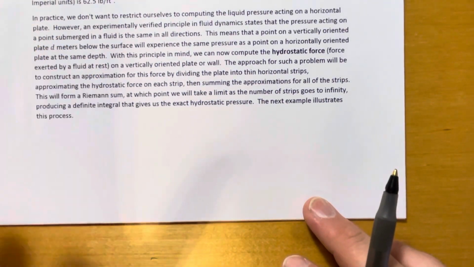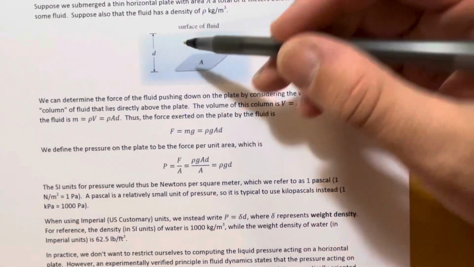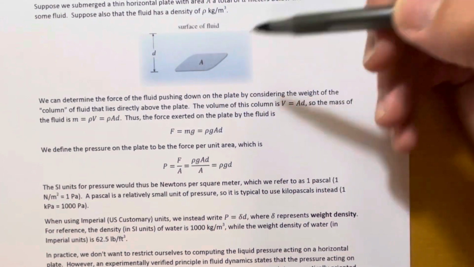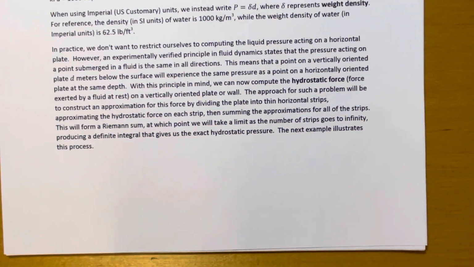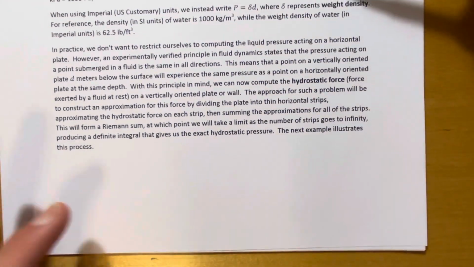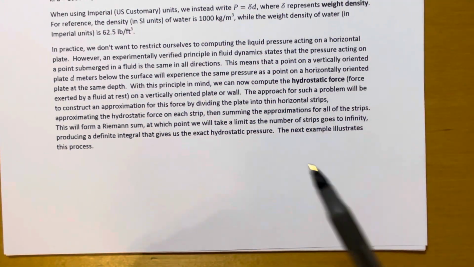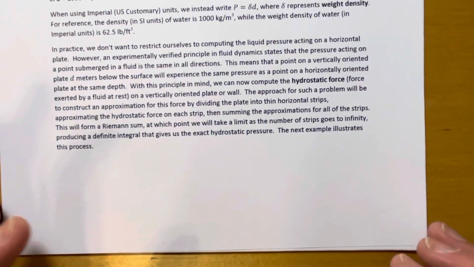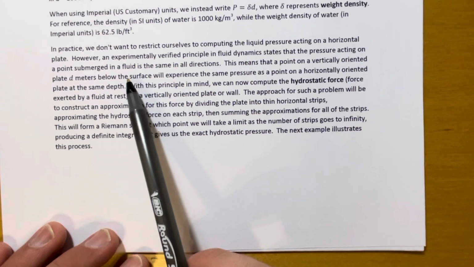All right, so this is specifically dealing with a horizontal plate relative to the surface of the fluid that we're submerging it in. So it's parallel to that surface. But in practice, we want to be working with more general situations. So what if instead we wanted to find the hydrostatic force acting on a plate that's not horizontally oriented, but maybe vertically oriented? To do that, we have to use a principle from fluid dynamics, which is experimentally verified, and it says that the pressure acting on a point submerged in a fluid is the same in all directions.